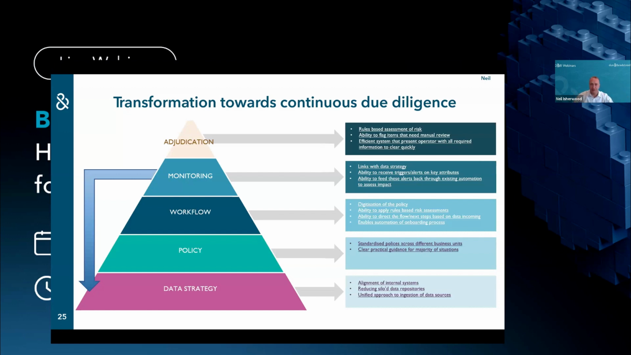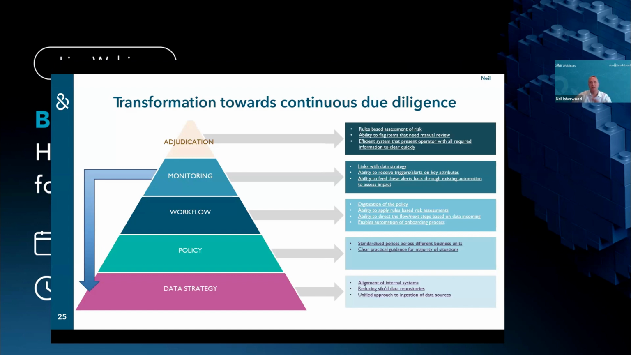And obviously a lot of risks can happen in that time. But what we're seeing, a big shift definitely in our region, is towards perpetual or continuous due diligence, where as soon as risks emerge, companies want to be aware of them immediately.